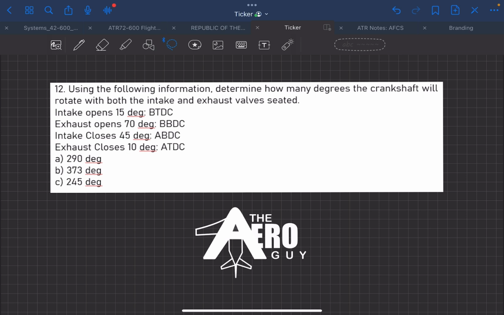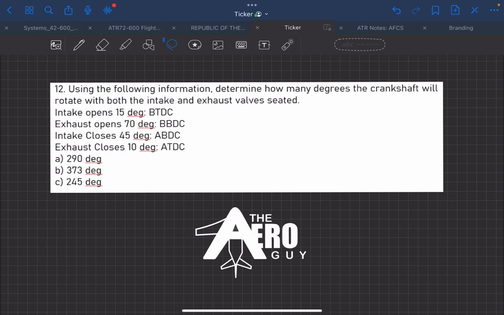So the problem goes like this. Using the following information, determine how many degrees the crankshaft will rotate with both the intake and the exhaust valves seated. Intake opens 15 degrees BTDC. Exhaust opens 70 degrees BBDC. Intake closes 45 degrees ABDC. Exhaust closes 10 degrees ATDC.